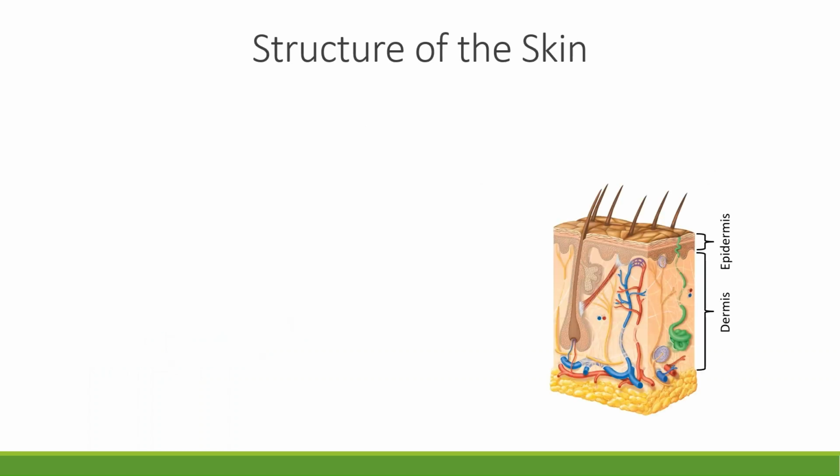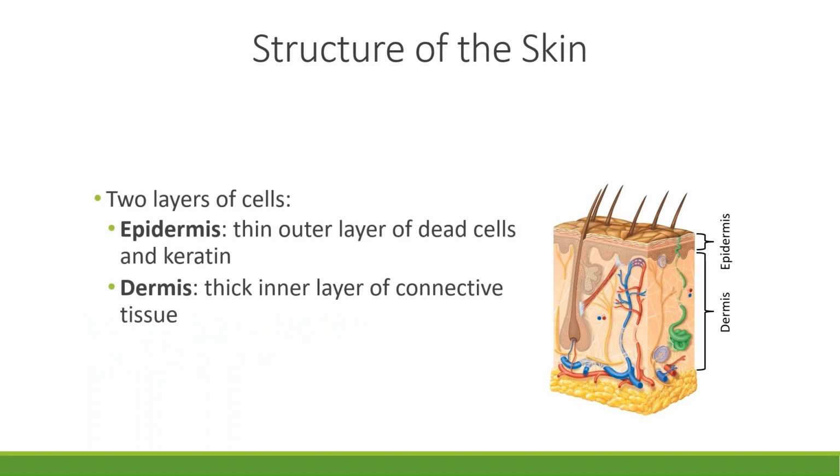And first, let's talk a little bit about the structure of the skin. The skin can be broken down into essentially two main layers of cells. First, the epidermis, and this is the very thin, relative to the other layer, outer layer of dead cells and keratin. And then the dermis layer is the thick layer that can be seen in the image to the right, which is this inner layer of connective tissue. In addition to those layers, there's also the presence of hair follicles, sweat glands, and oil glands.